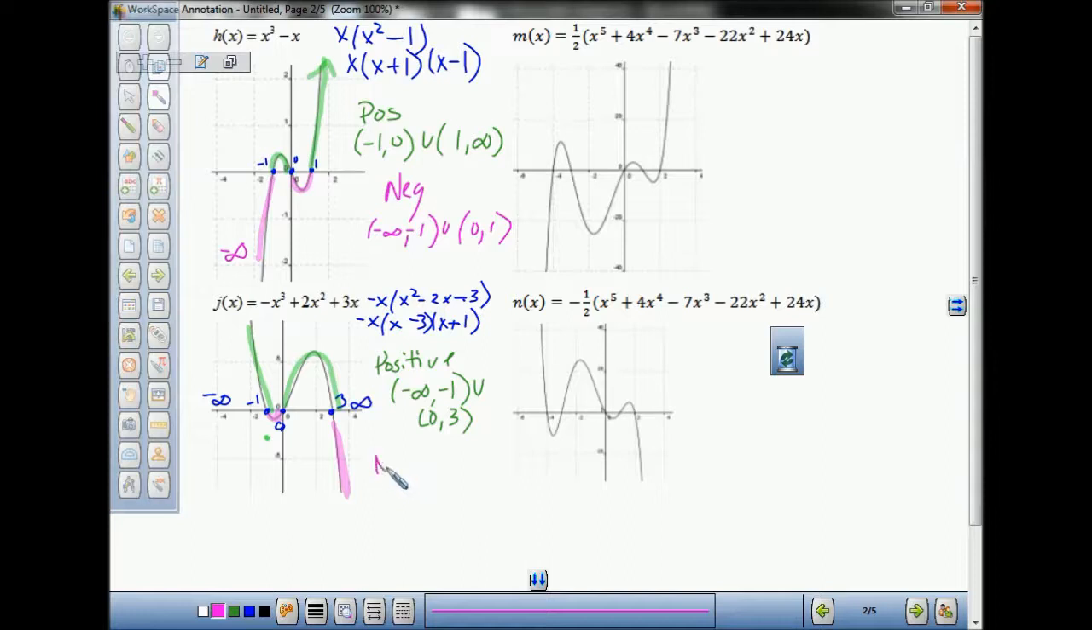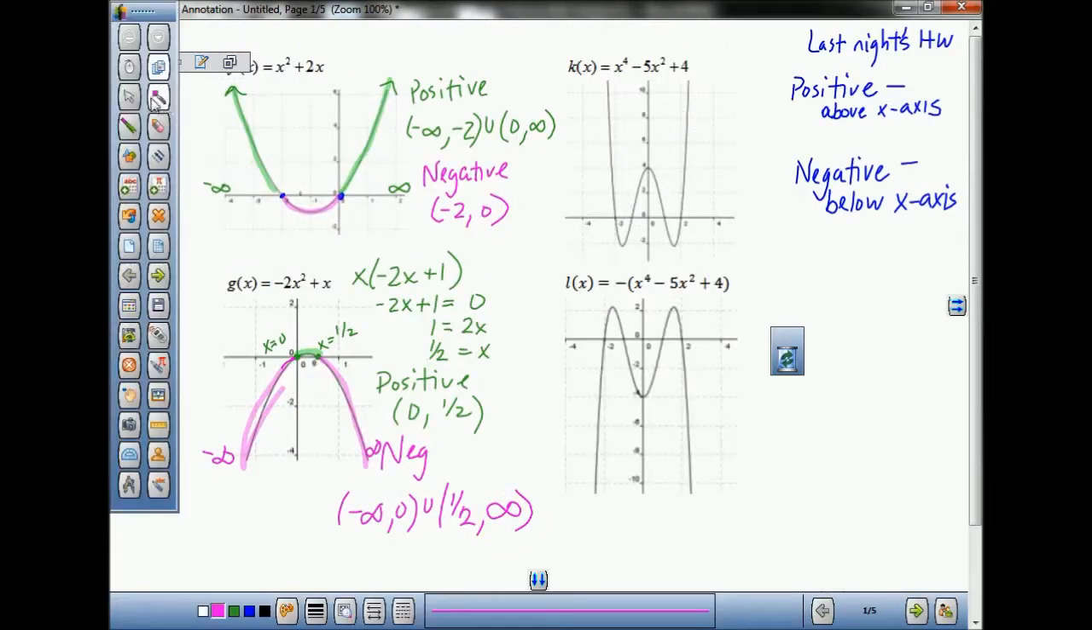It is negative from -1 to 0, union with 3 to positive infinity. Okay, I'm going to go back and we'll take a look at these.